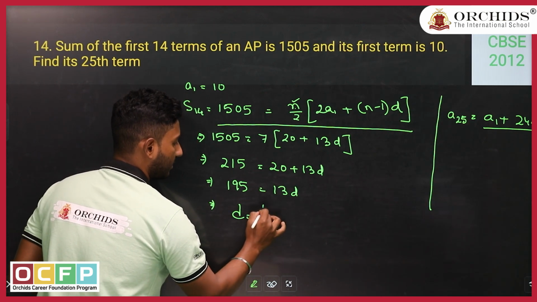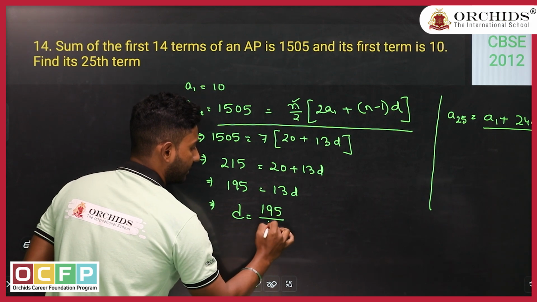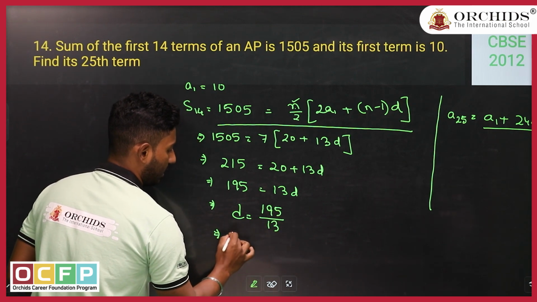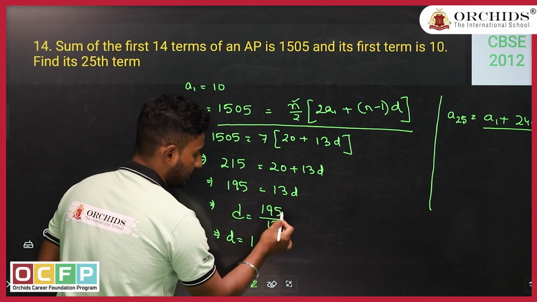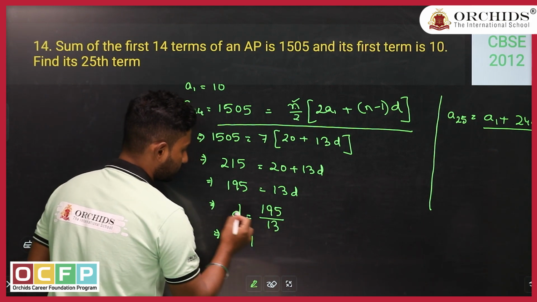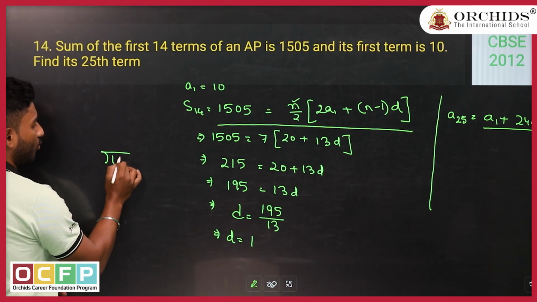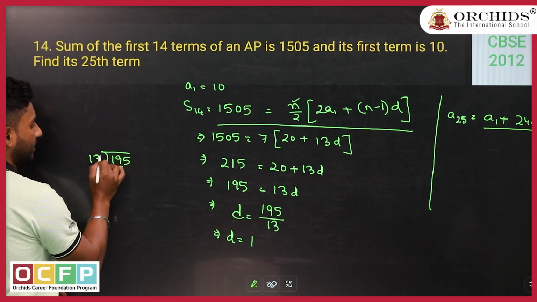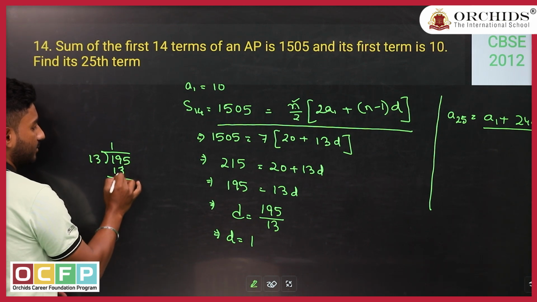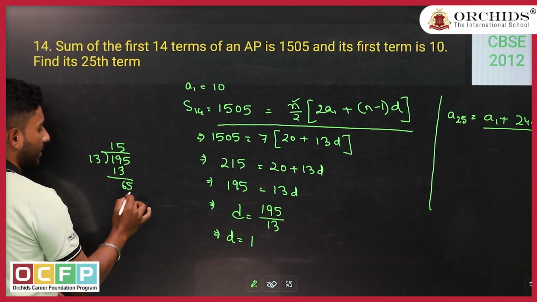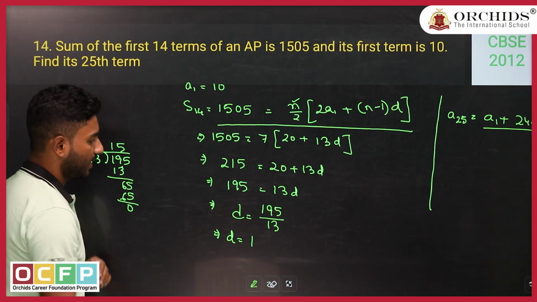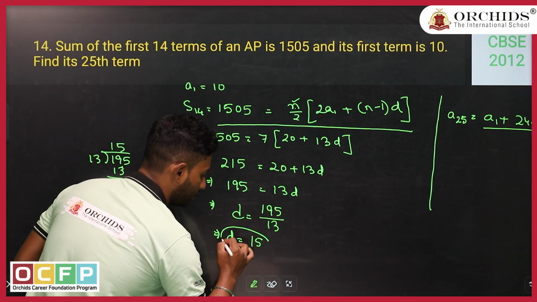What is d? 195 by 13. d will be... 13 times 5 is 65. So just divide it. 195 divided by 13. If you multiply 13 by 15, you get 195. So 195 by 13 is 15. So we have got the value of d.